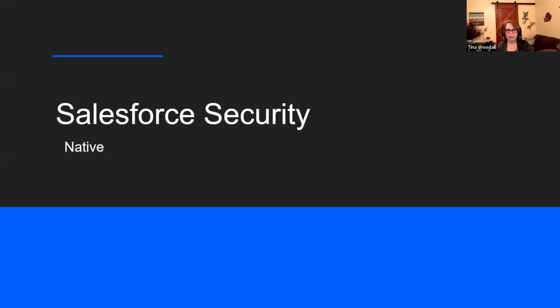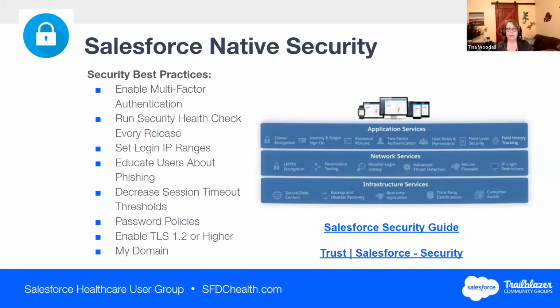We're going to talk first about Salesforce Security Native. And for those who've been working with Salesforce for a while, Salesforce natively has a lot of security already built into it. If we look at the diagram over here, we have infrastructure services, network services, and application services. Not only has Salesforce provided all the tools for a very robust, secure environment, they also provide best practices. For example, the big push is enabling multi-factor authentication. They have a security health check that you can run on your org. Many other best practices.